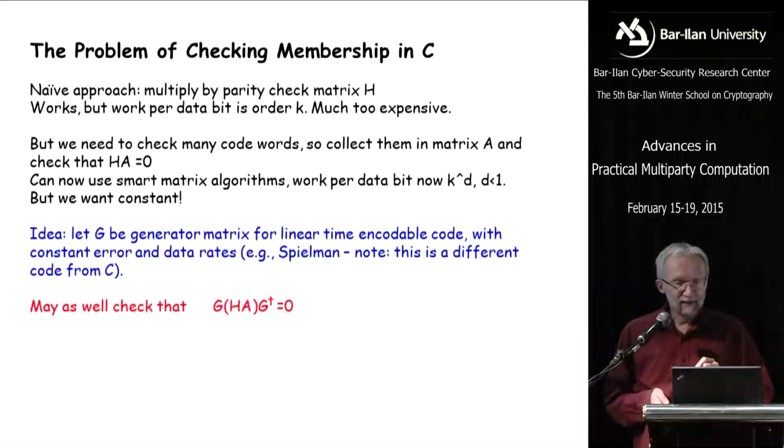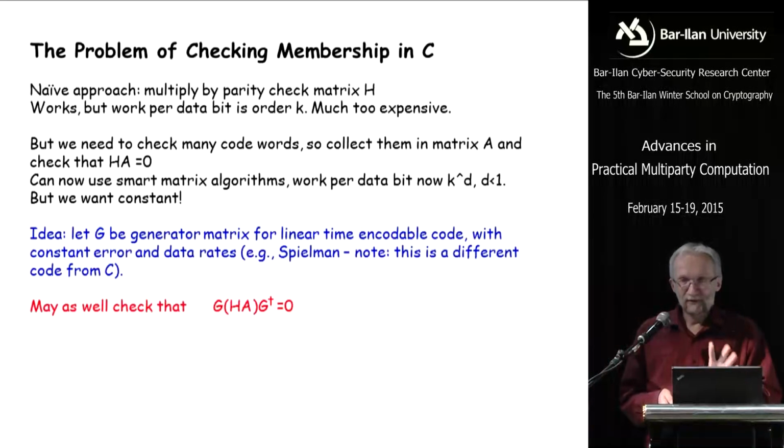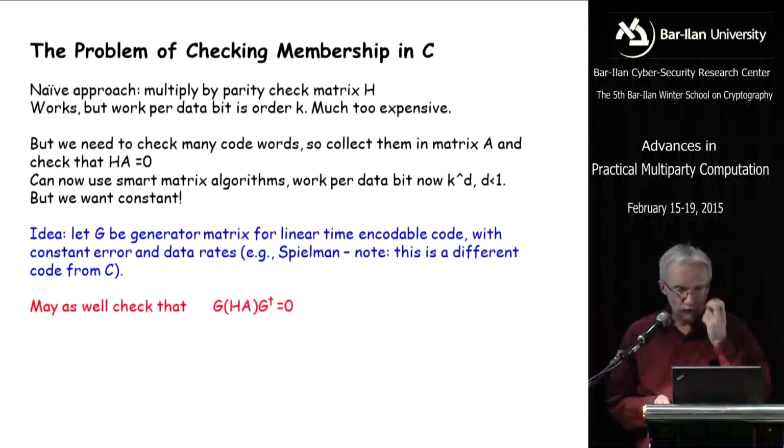Because, for instance, the Spielmann codes, if I start doing multiplication, it's going to blow up in my face, so this is not going to work at all. But if I only want linear time encodability, constant error and data rates, then Spielmann is fine. There are lots of other things as well that will work these days.